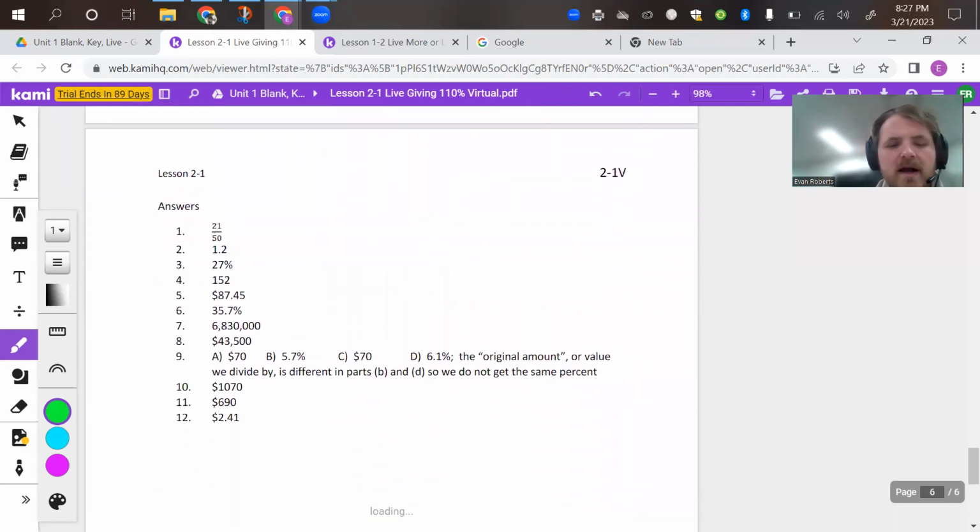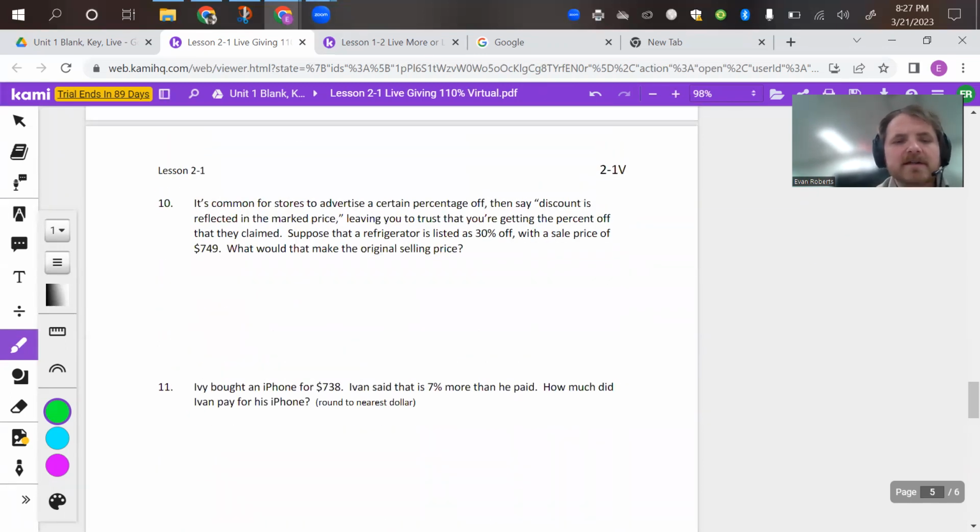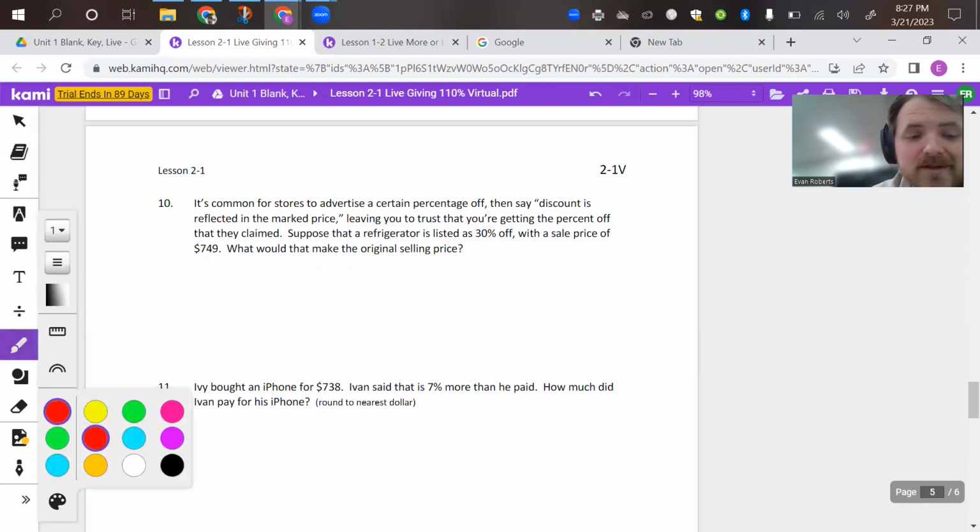So we've got 30 minutes left, a little over halfway done. So if we're looking at this percentage off concept, we want to trust. I mean, I usually just trust it. I don't really look at it that hard, but sometimes, like when I'm comparing prices, I want to see how much lower it is. So if this refrigerator is 30% off with a sale price of $749, what would make the original selling price? So it's 30% off.